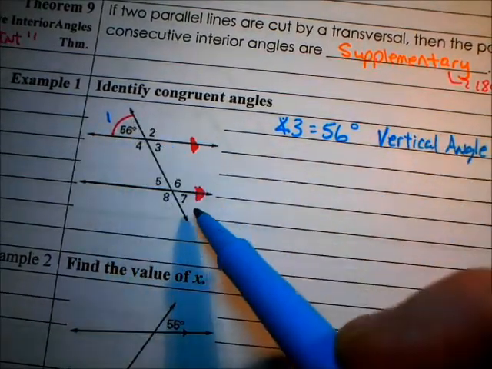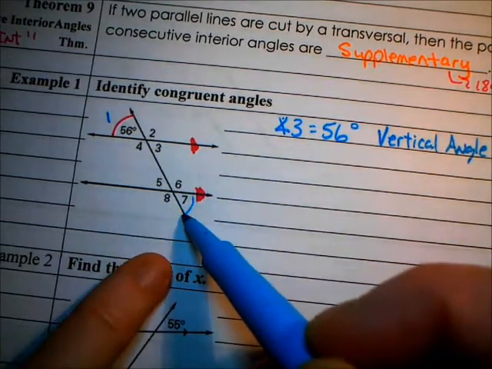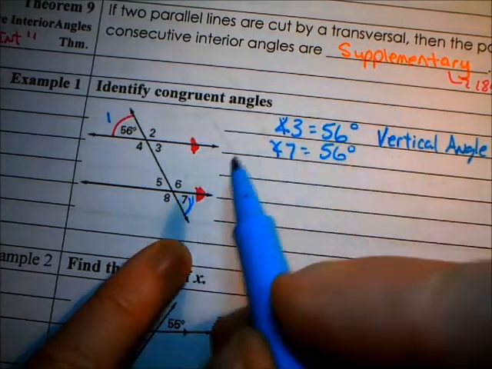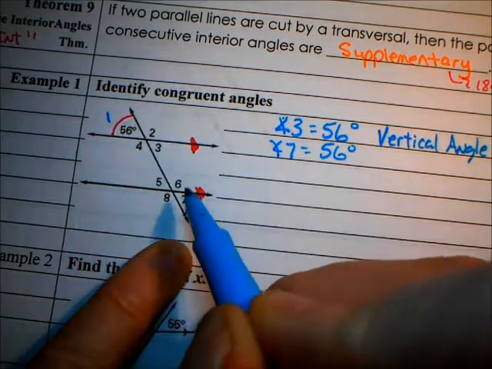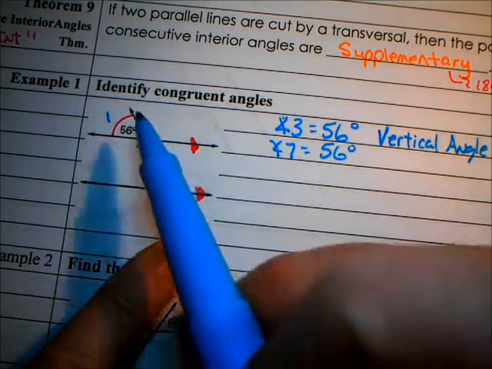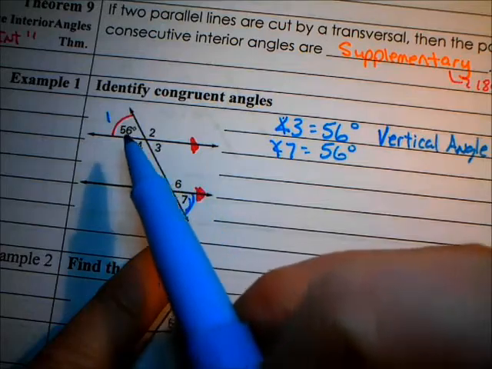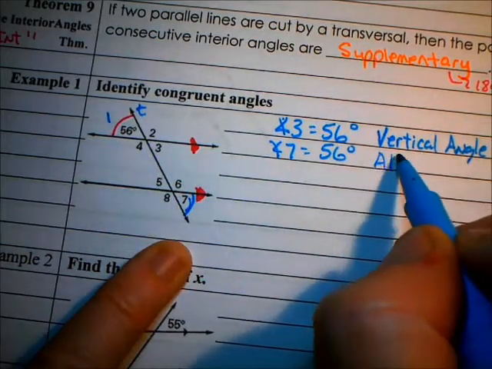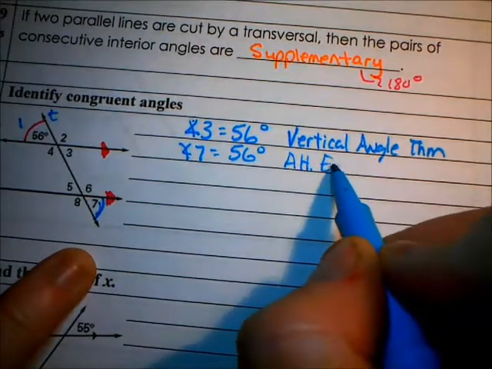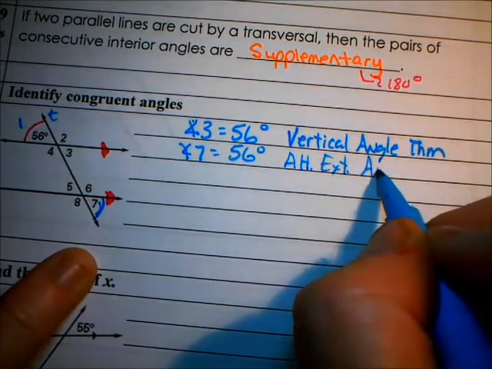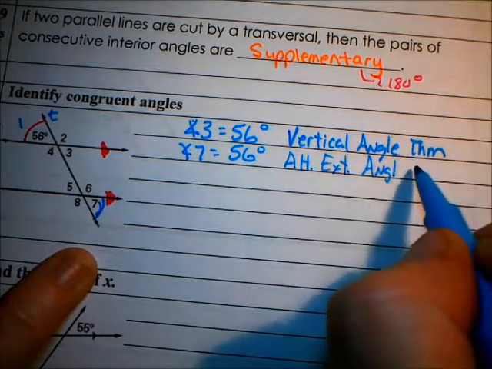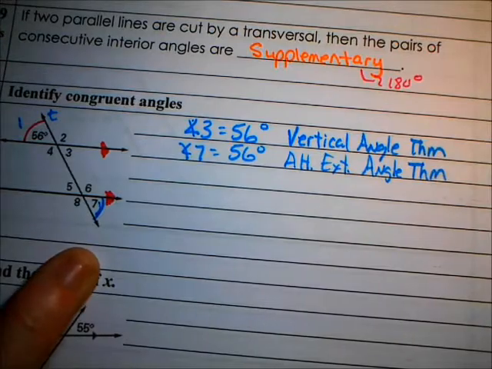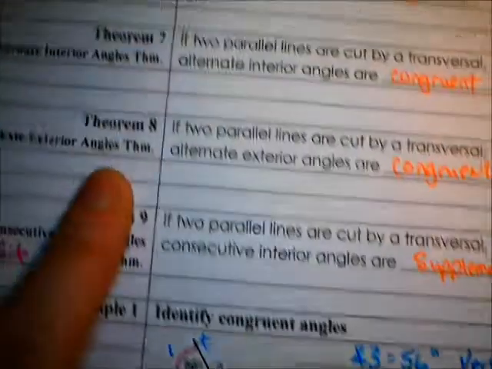Angle 1 is also going to be congruent to angle 7. I know angle 7 is 56 degrees because angle 1 and angle 7 are on the outside, so they're exterior, and they're also alternating across the transversal, so that means these are alternate exterior angles. And that would be a theorem that we had just above here. Know that those angles are congruent. That's actually theorem 8 right here.